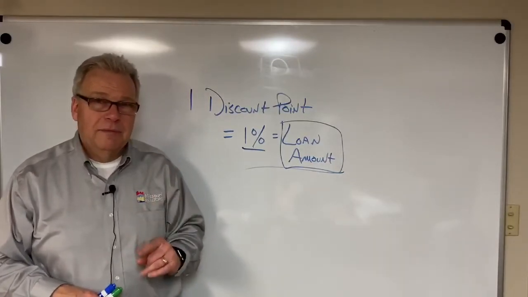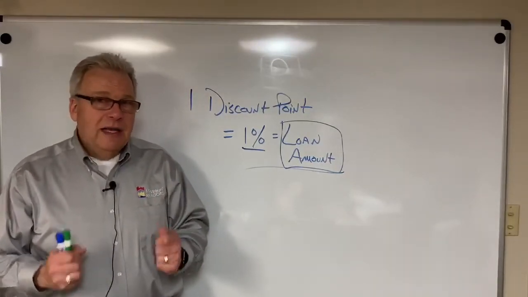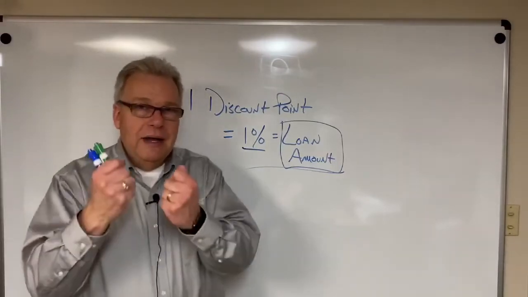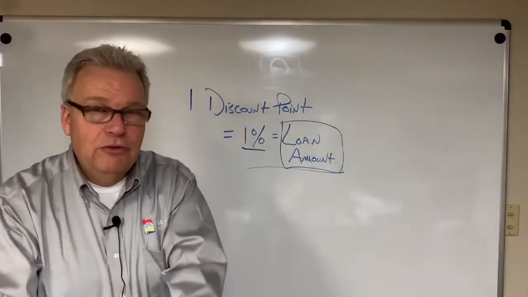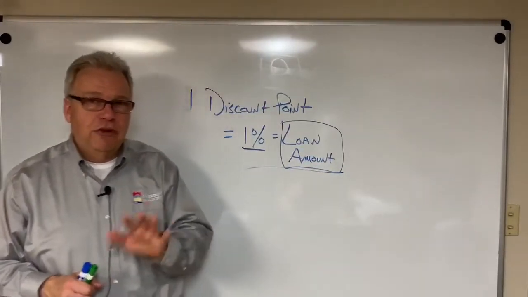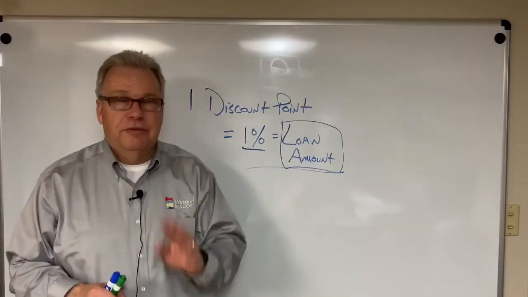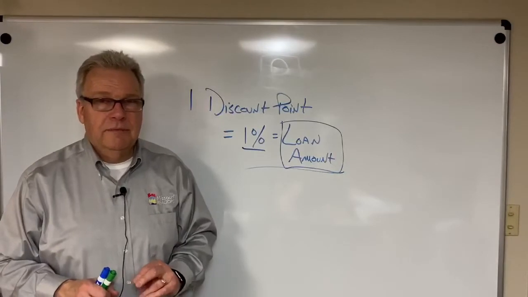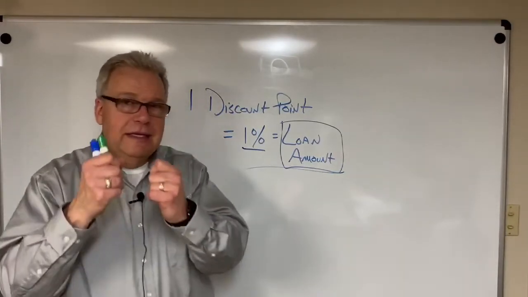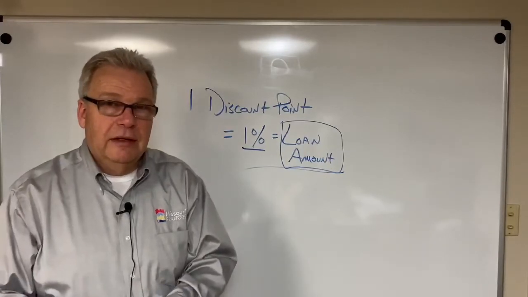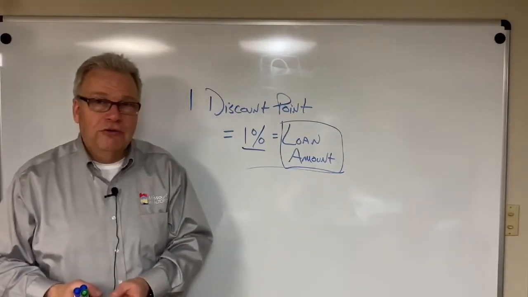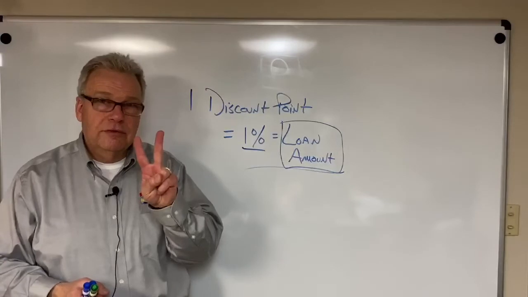Think about it. If I loaned you $100,000, so I loaned you $100,000 and I charged you 5% interest, okay? So I've just given you $100,000. That's what you have in your hand. And I charge 2 points.